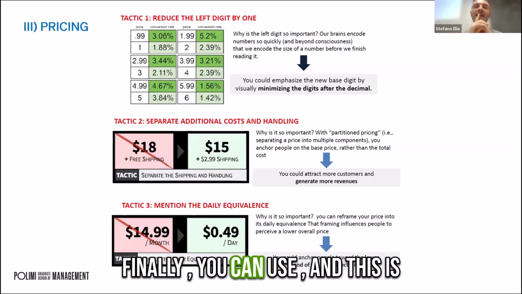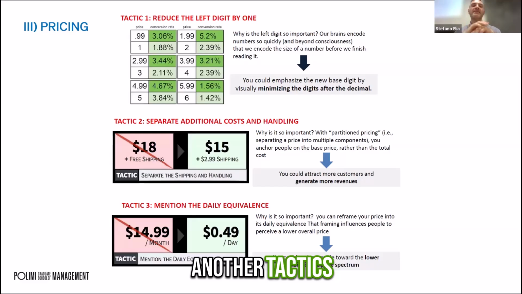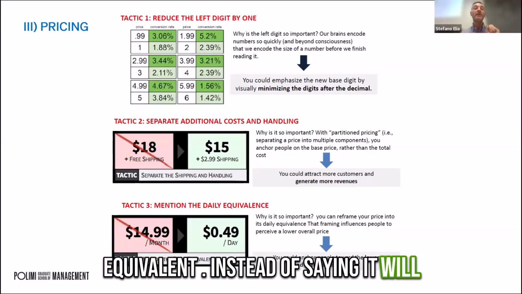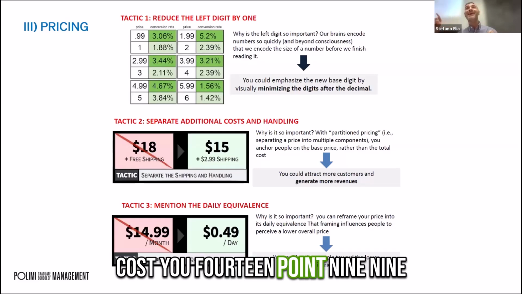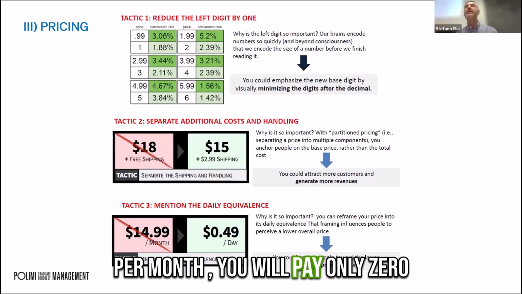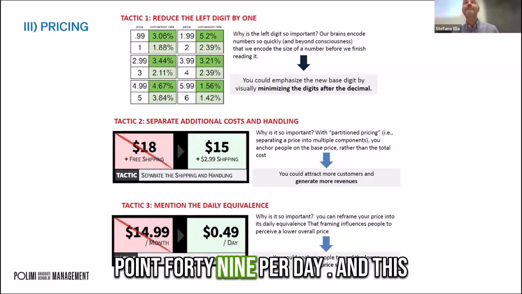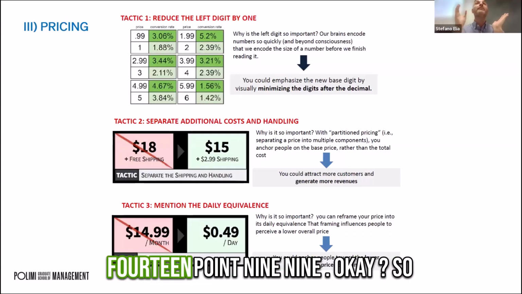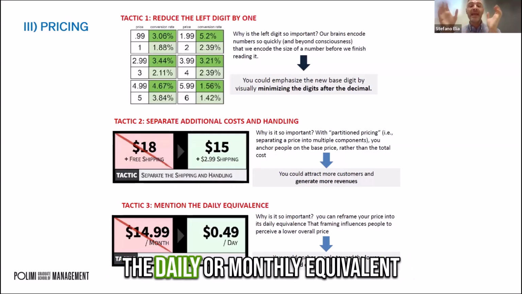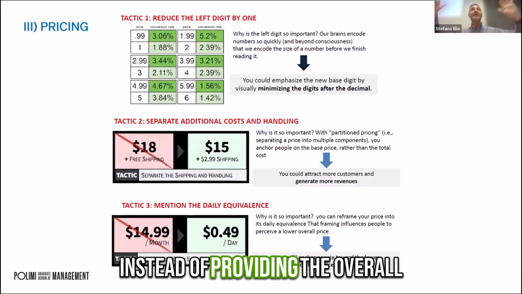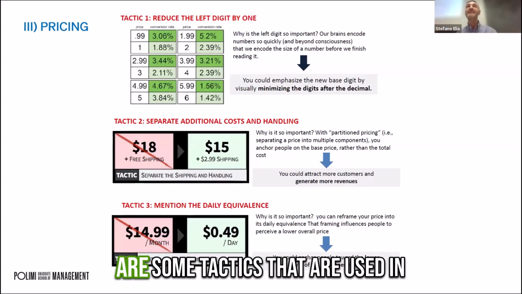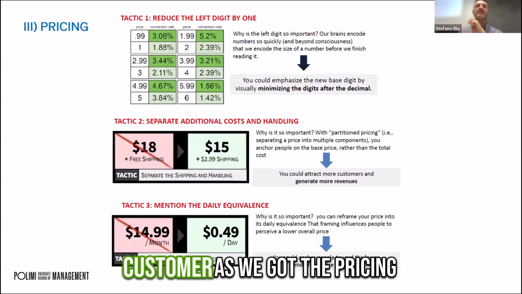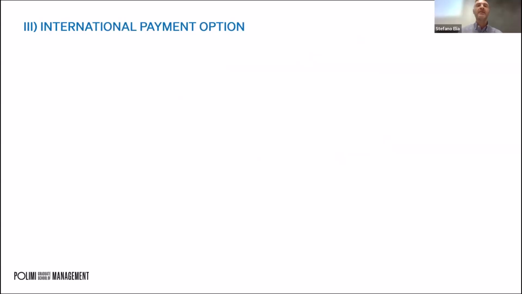And finally, another tactic is the daily equivalence or the monthly equivalence. Instead of saying it will cost you 14.99 per month, you will pay only 0.49 per day. And this seems a very low price compared to 14.99. Okay, so the daily or monthly equivalent instead of the overall price that you are paying. These are some tactics that are used in order to grab the attention of the customer as regards pricing.